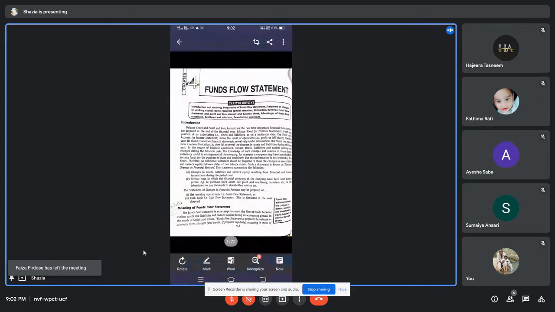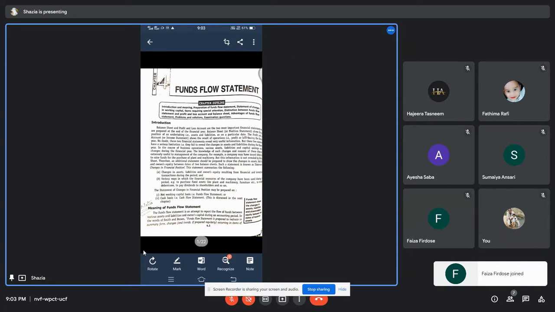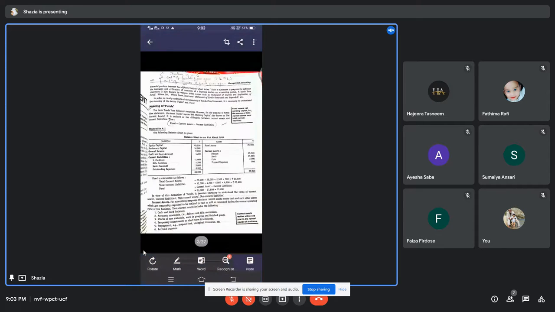You can write it in 2 or 3 sentences. The funds flow statement is an attempt to report the flow of funds between the various assets and liabilities and the owner's capital during an accounting period. In the words of Smith and Brown, funds flow statement is prepared to indicate in summary form the changes and trends regularly occurring in the items.